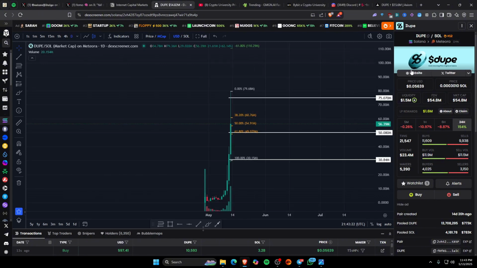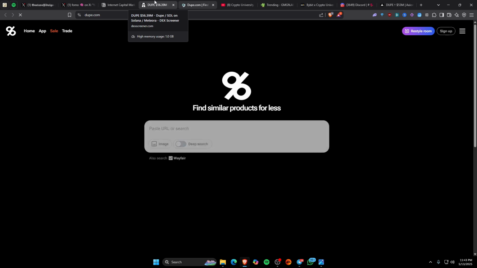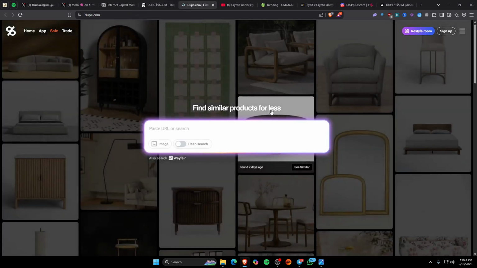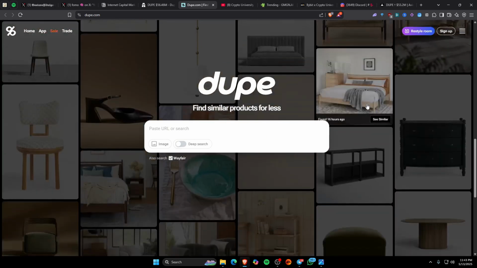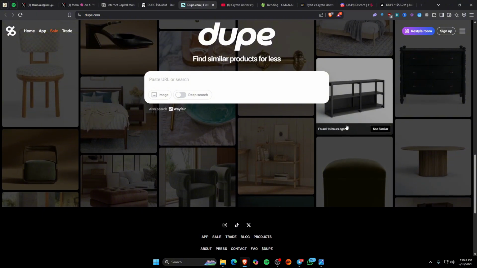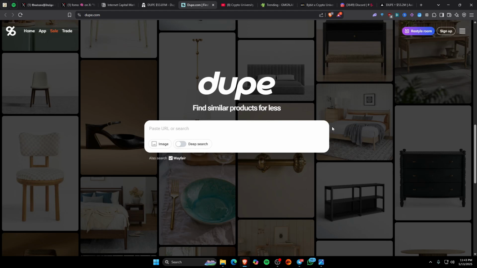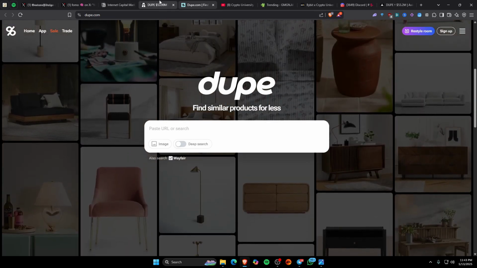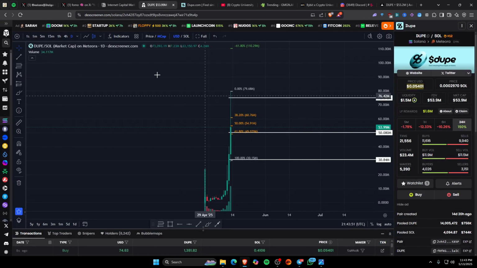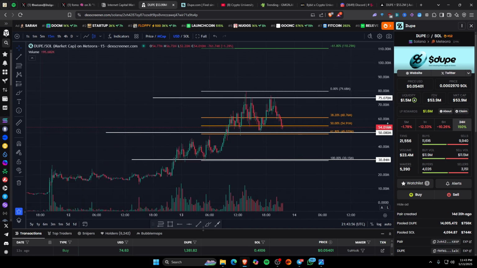So this is going to be a place where you can find cheaper stuff. You can see, find similar products for less. So let's say you're looking for any other thing that you want, right? Let's say a bed, a chair, or just something else, you're going to be finding it for less right here on Dupe. So this one has real utility behind it, and as you can see, that's why we are seeing the price of Dupe skyrocket as well.